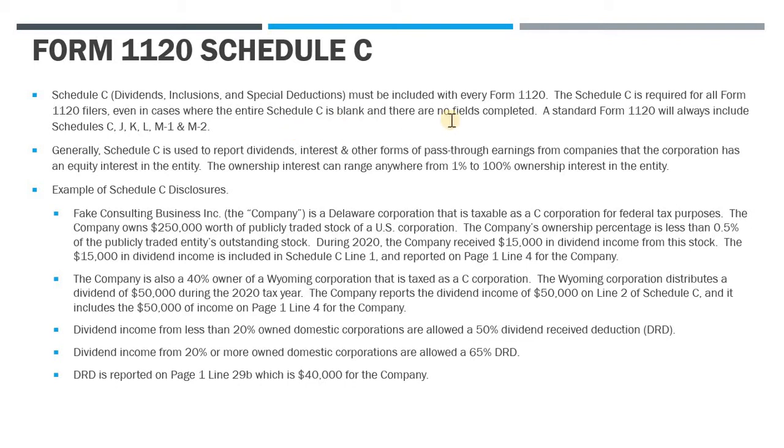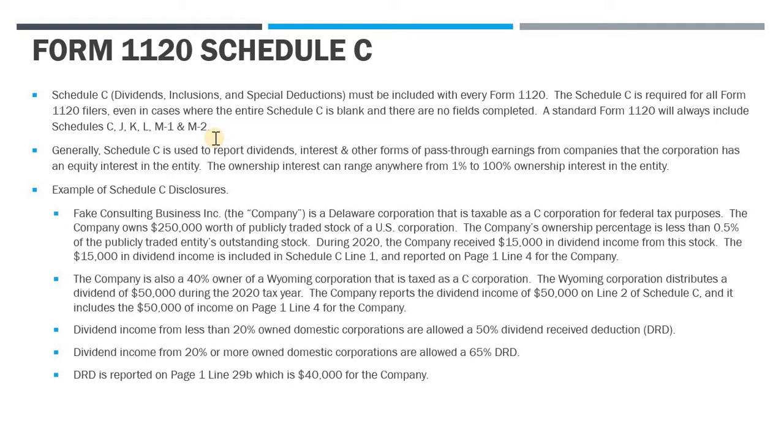So the standard 1120 always includes the following schedules. It has page 1, obviously, that's always necessary. But then the pages 1 through 6 include Schedule C, J, K, L is the balance sheet, M-1 for the book to tax differences, and then M-2 for a reconciliation of the equity. So these are a must-have. And that's in contrast to some other forms and schedules where you don't have to have them unless there's some other kind of income item or inclusion or something else going on where you need to include it.